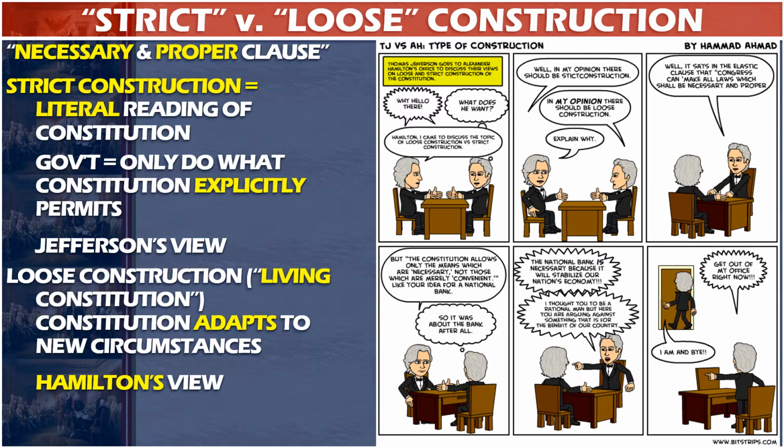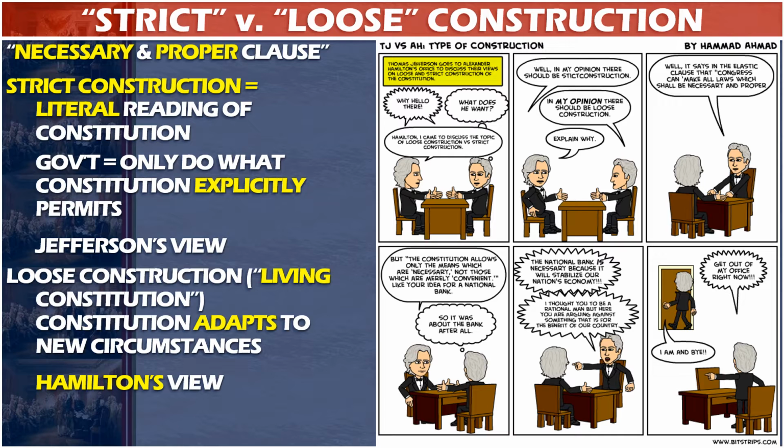And the last thing is the strict versus loose construction. We're going to get into this more when we talk about Hamilton and the Bank of the United States, and also Jefferson and the Louisiana Purchase, but it's important just to look at its constitutional basis. There is something in the Constitution called the Necessary and Proper Clause, which means the Constitution gives the federal government the ability to do things that are necessary and proper to its purpose.